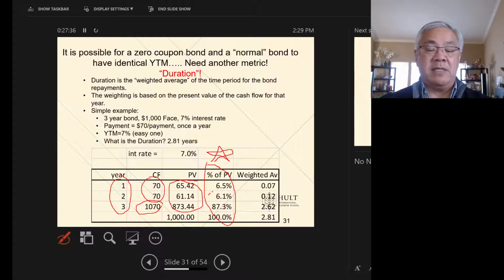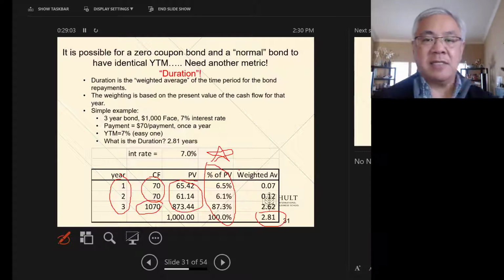All right, so what we do is we take the PV for a year, which is 65.4, and divide it by the total PV. All right, once we've determined these percentages of PV, we simply use that as the weighting of the years. So year 1 times 6.5% is 0.07, which is really 0.065. Then it's 2 times 6.1 and 3 times 87.3. And so what we end up with is this number of 2.81. So the way we would phrase it is that this coupon bond has a duration of 2.81 years.